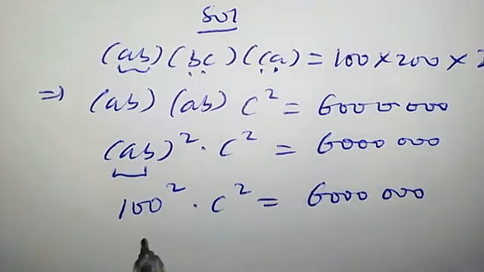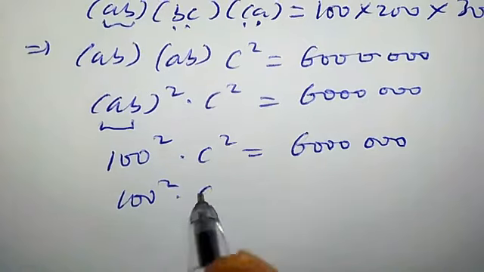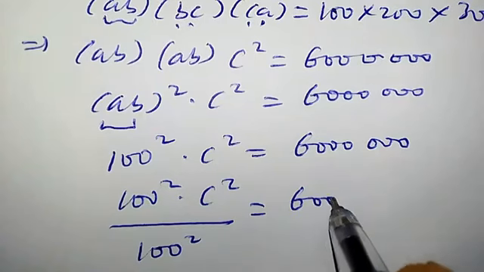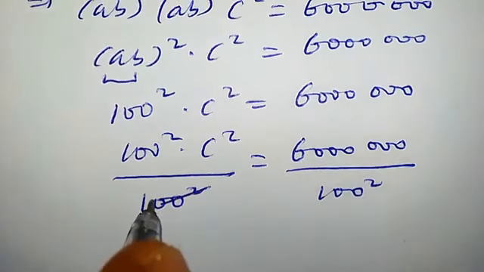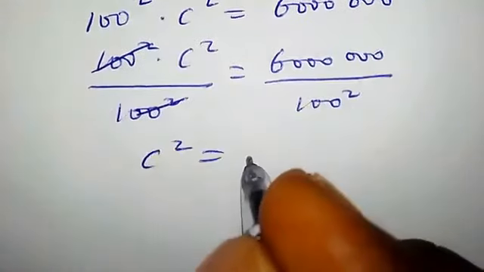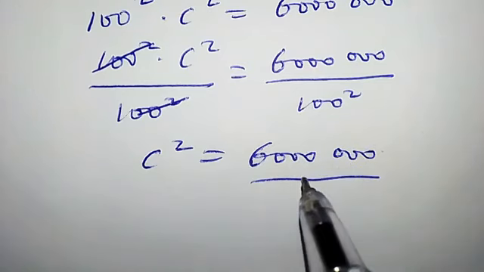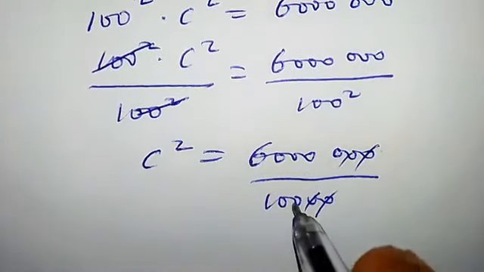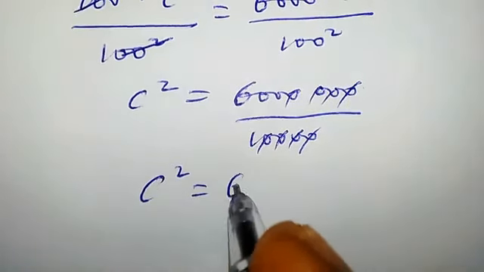We can now divide both sides of this equation by 100 square. Doing that, we're going to have 100 square times c square over 100 square equal to 6 million over 100 square. Clearly, this takes care of each other, so we are left with c square equal to 6 million over 100 square, which is 100 times 100, and it is 10,000. So zeros cancel zeros, and we have c square equal to 600 left.